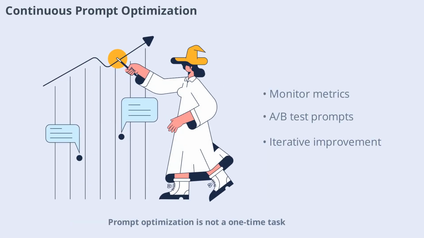Prompt optimization is not a one-time task. Continuously monitor performance metrics and user feedback. Use A/B testing to compare prompt versions and adopt the best-performing ones. This iterative approach ensures your LLM stays effective as user needs and data evolve.